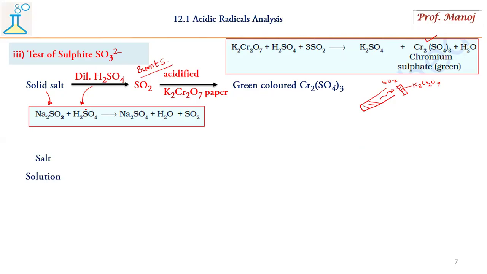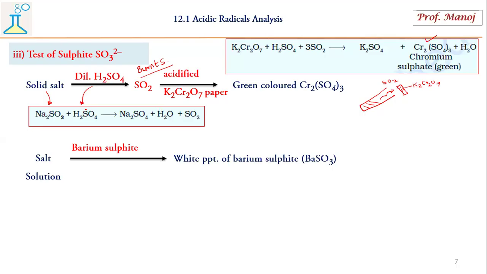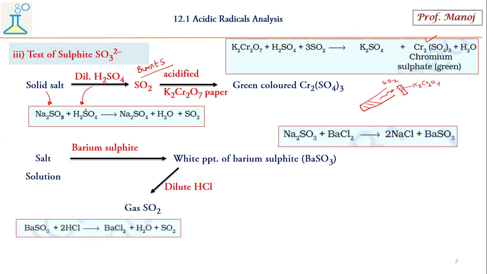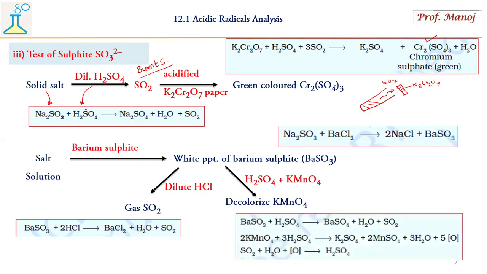Next is a solution test. The salt solution is treated with a reagent called barium chloride. This gives you, first of all, a white precipitate of barium sulfite. It is treated with dilute HCl. It evolves sulfur dioxide gas. Another part of this precipitate, if treated with sulfuric acid and potassium permanganate, the color of potassium permanganate disappears. It is due to this particular big reaction set.